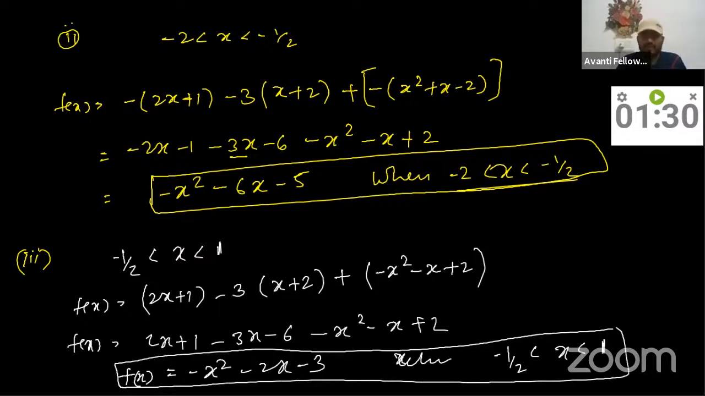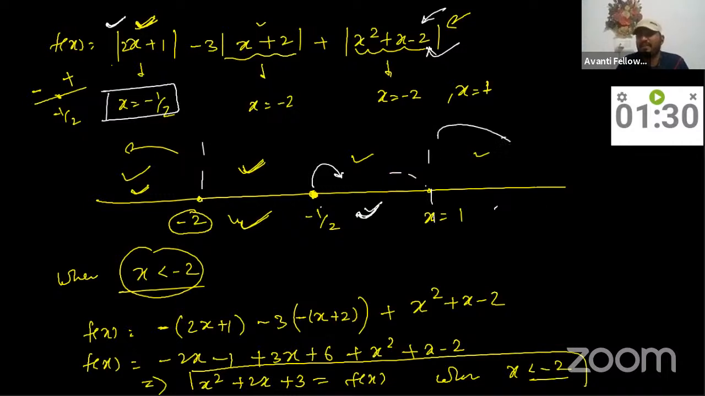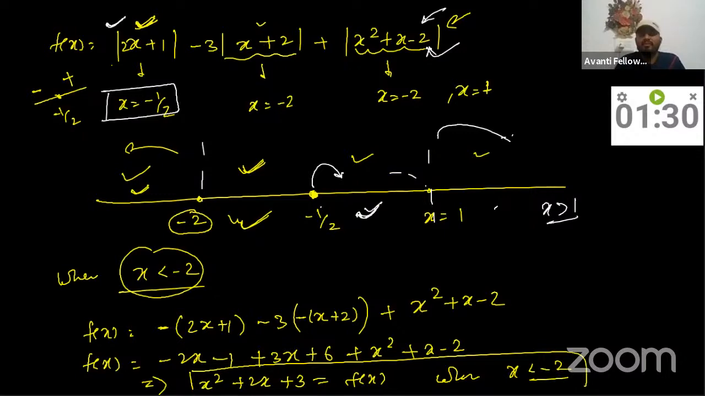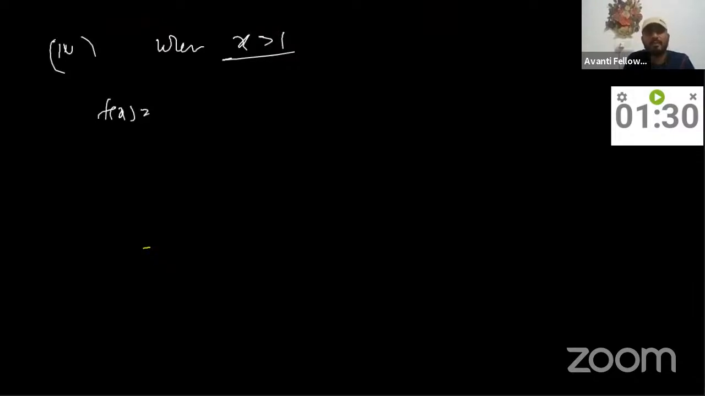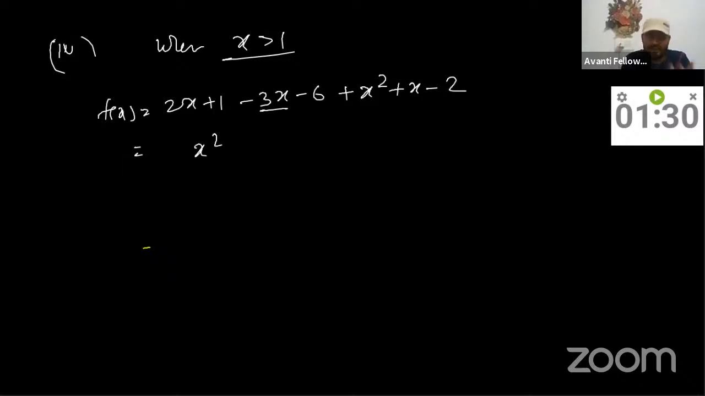Okay, now let's talk about the fourth region, when your x is greater than 1. X is greater than 1, which means we are on the right hand side of every modulus function, which means every modulus function will be opened with positive as it is. So if you write down function f of x, it will be 2x plus 1 minus 3x minus 6 plus x square plus x minus 2. So you can see this is x square. So 3x, yeah, this will be getting cancelled out. Minus 8 plus 1, this will become minus 7. This is your f of x when your x is greater than 1.